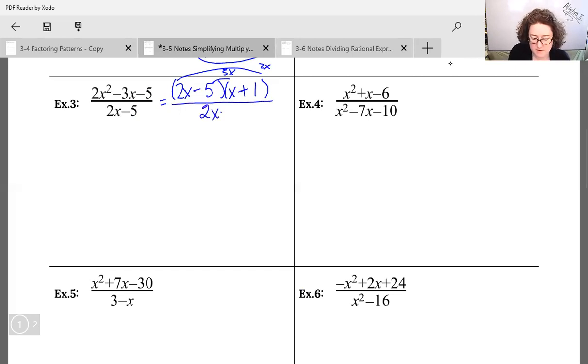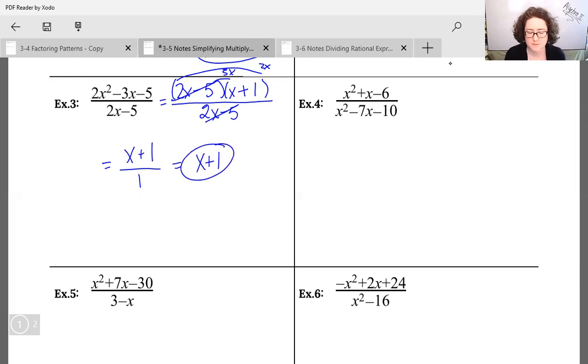Denominator is already the 2x minus 5. And lo and behold, we have matching factors. These simplify out. So we're left with an x plus 1. And technically, whenever you completely simplify out all your factors, you do have a remaining 1 in your denominator. But think about that. What happens when you divide anything by 1? You just get itself again. So this would definitely be written as the solution, just x plus 1, fully simplified.